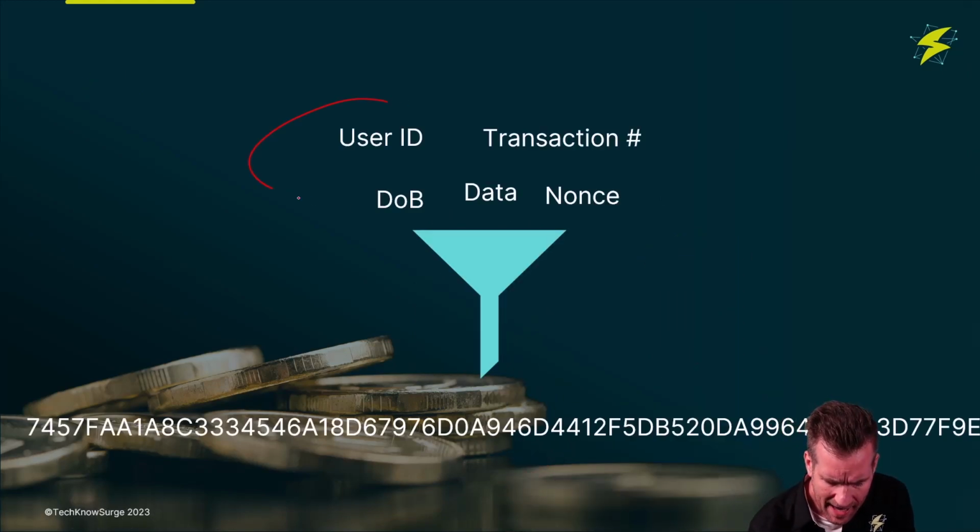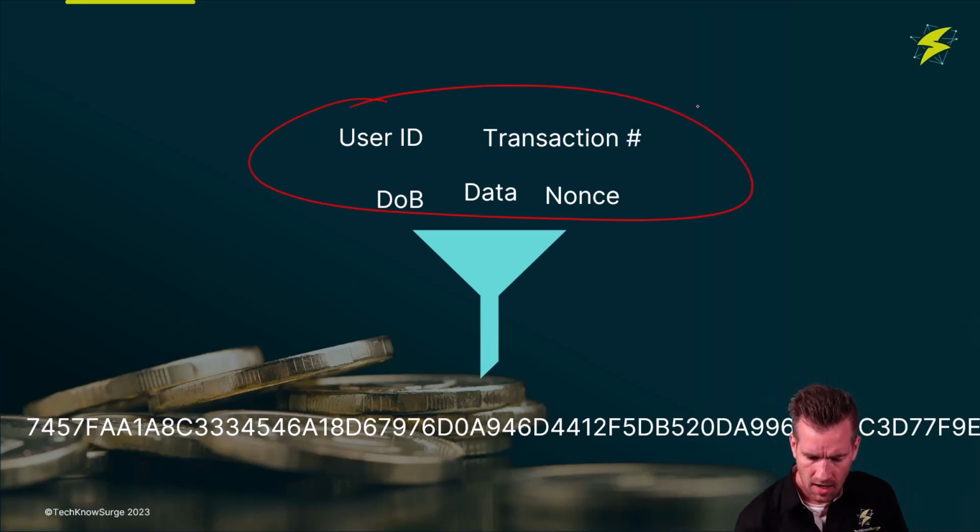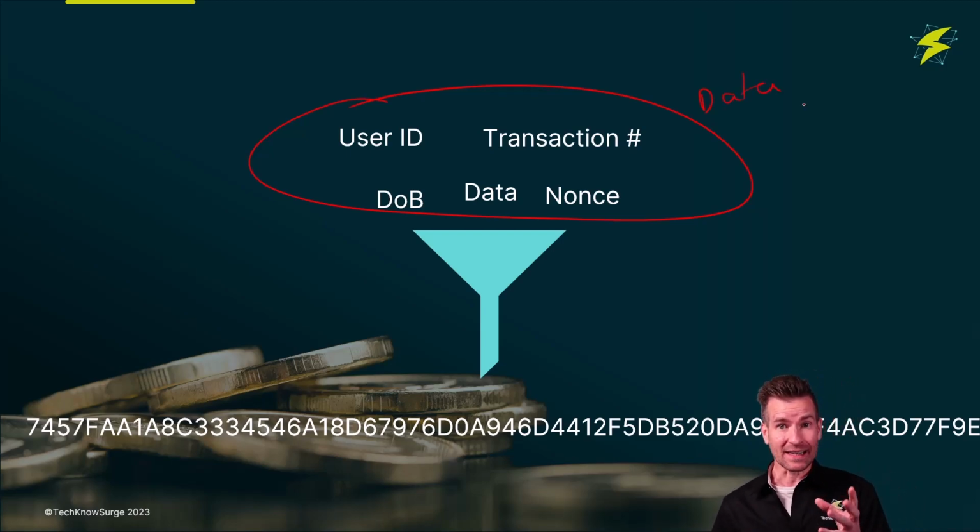Well, first of all, we have a set of data that goes into this hash. So this is data. And what does data look like? It could be anything, really. So there's just a set of data that you have. It could be user ID, transaction numbers, date of birth data. There could be a lot of different stuff that goes into this hash.